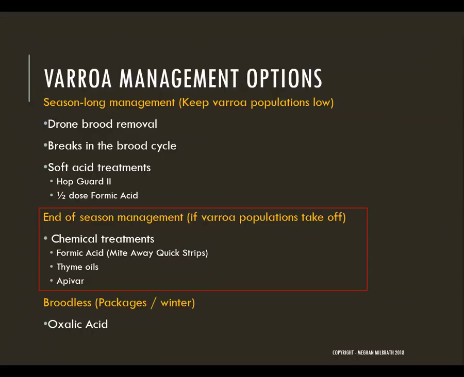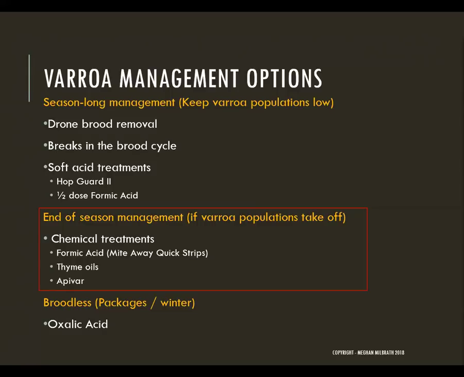All right, so now I'm going to go to this other part of our varroa growth curve. And so there's a couple treatment options that we have. And once we have that huge peak in population, if we're at the end of the season, really our only option is the chemical options. Like I mentioned before, for example, let's say it's September and you do your sugar roll and you've got 10 mites per 100 bees in there. You're not going to be able to do drone brood removal. If you do a break in the brood cycle, it's already too late.